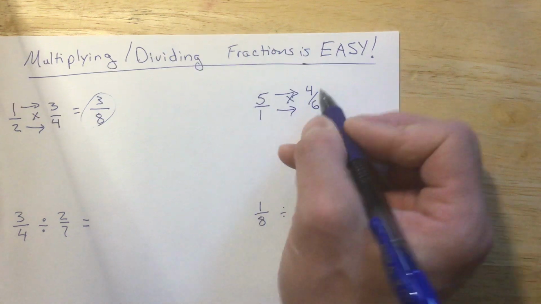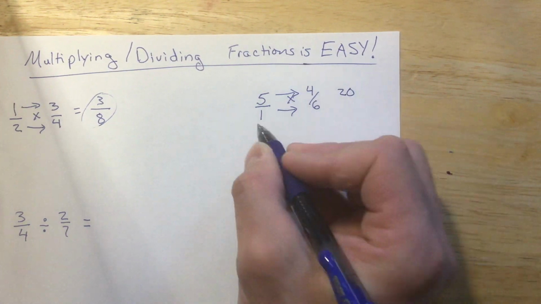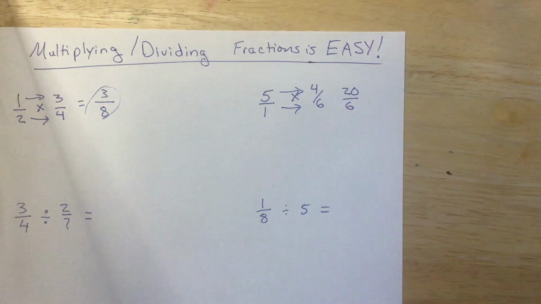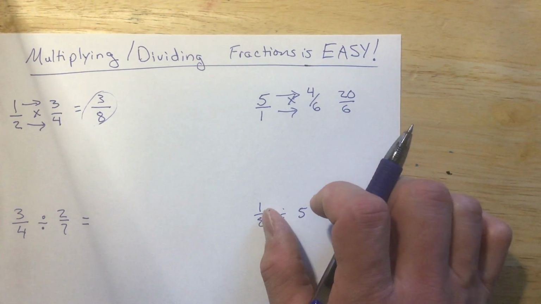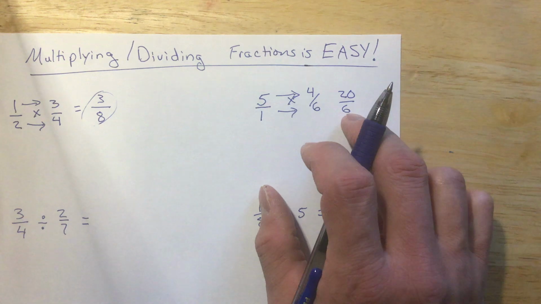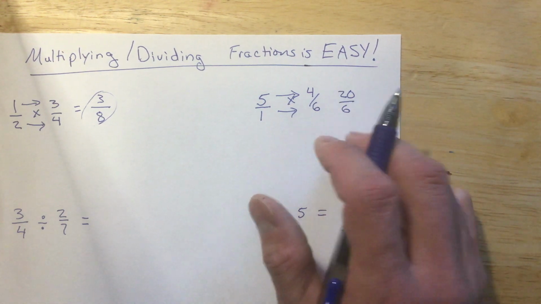All right, so once I've done that, I'm back to easy peasy. I just multiply straight across. 5 times 4 is 20. 1 times 6 is 6. Oh, but hold on, heaven's sake, look here. We've got a number that can both be reduced and that is improper. The top's bigger than the bottom.